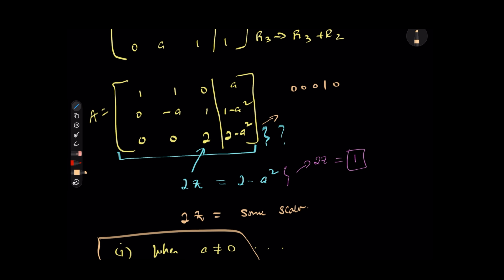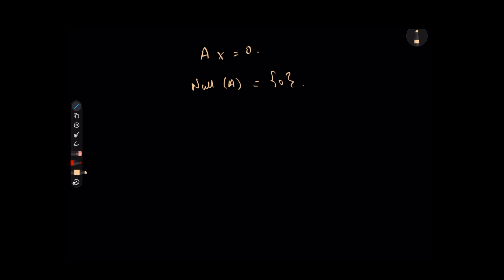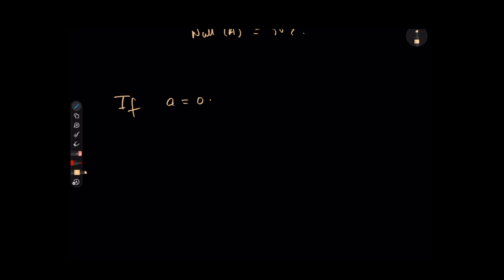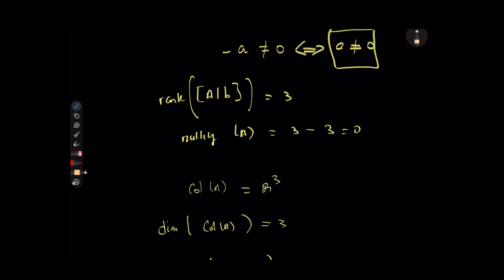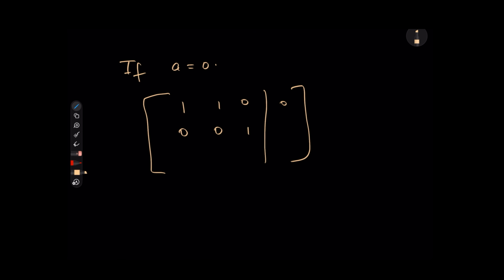But what will happen to row 2 as well? In fact, let's write it out. Right, so if a was equal to 0, then my augmented matrix, well, the first row remains the same. But the second row now, I have 0. I have negative a, but we are saying that a is 0. But 0. I have 1. And I also have 1 minus a squared, which is 1 minus 0, which is 1. I'll have 0, 0. This is the number 2. And I'll have 2 minus a squared, which is 2.